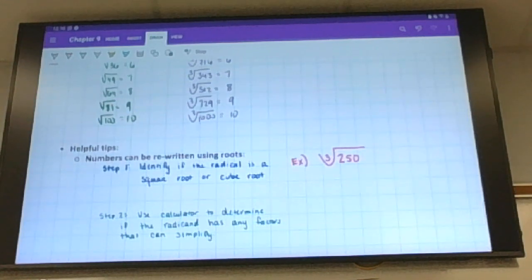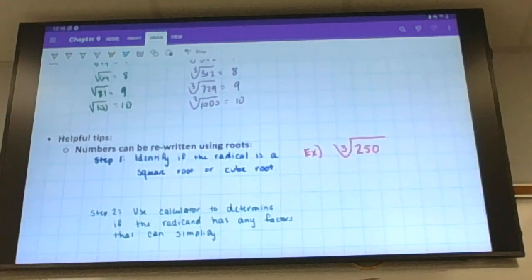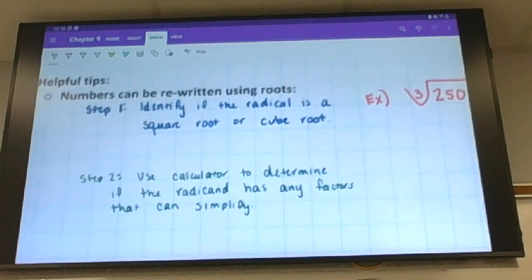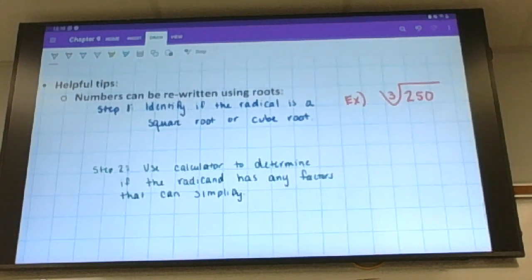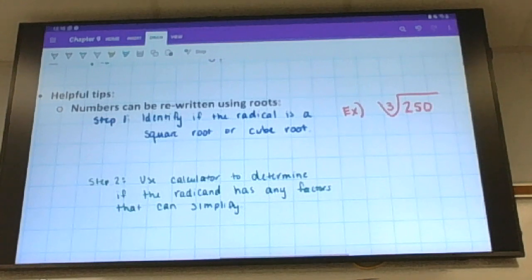Alright, so here's what we have to do today. We have to simplify radicals. So here's some helpful tips. Step 1. Numbers can be rewritten using roots. And so our whole goal today is to rewrite without decimals. Simplify with no decimals.